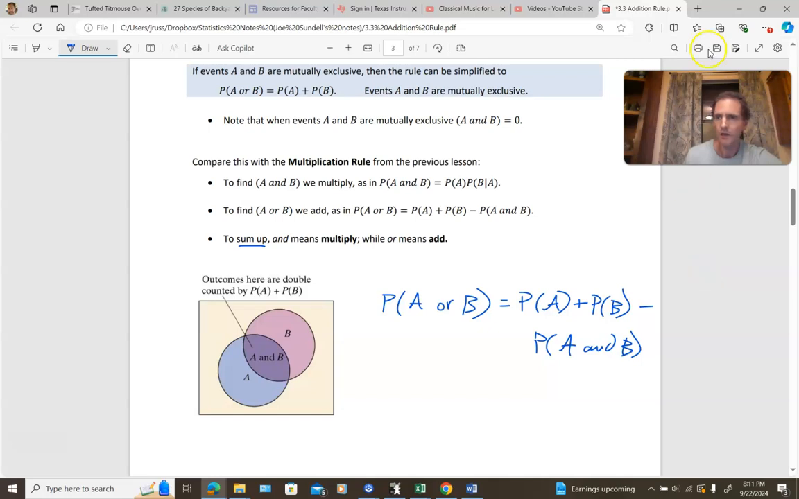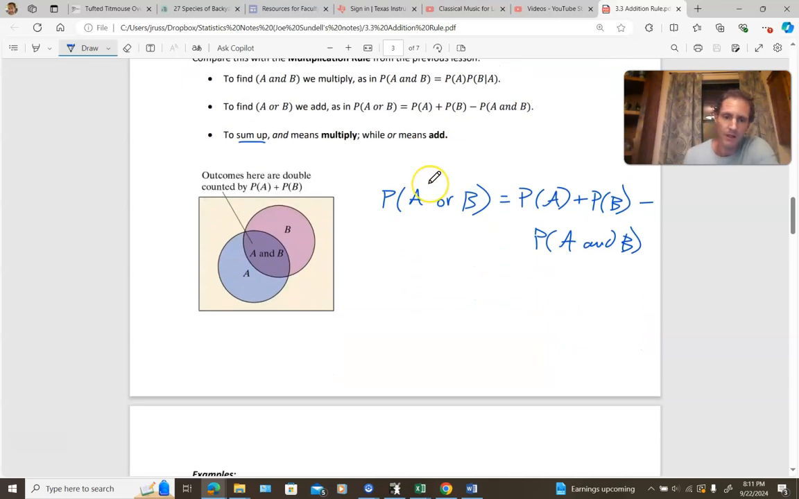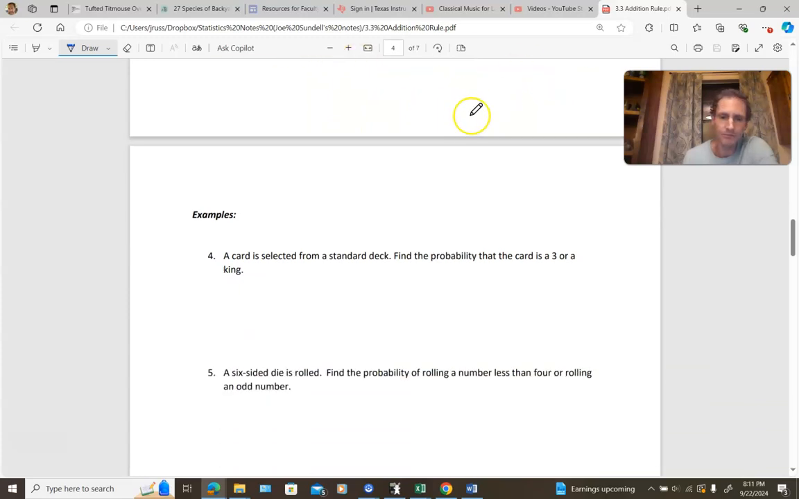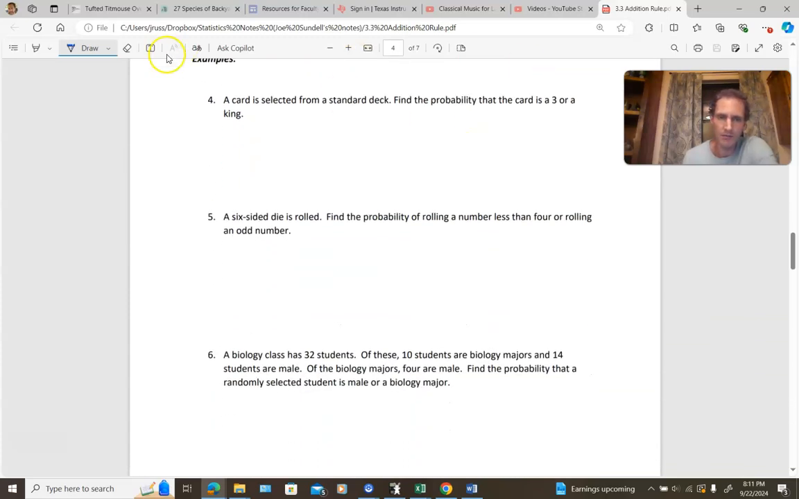All right, so now let's take a look at some examples. And actually, guys, most of this section is just examples. In fact, that's really all of the conceptual stuff that we cover. All right, so let's look at example 4.